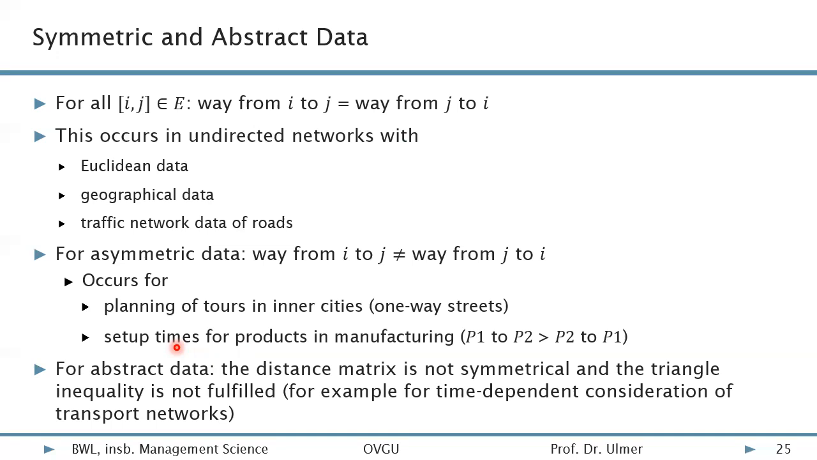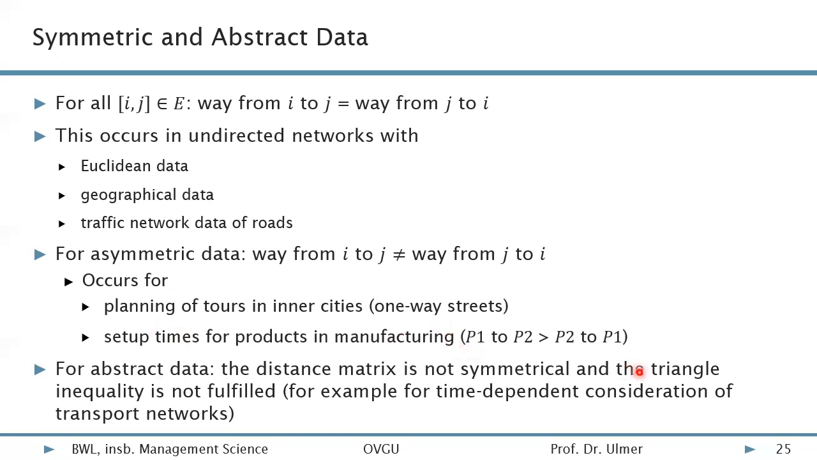We have dark chocolate and we have white chocolate. If you first produce white chocolate and switch to dark, the switching time is very limited. But if you switch from dark to white chocolate, you need to clean everything, and it takes several days. So in that case, we don't have symmetry, we have asymmetric data, where going one way from product 1 to product 2 is way faster than going the other way around. And the more abstract the data gets, the less symmetrical our distance matrix is.